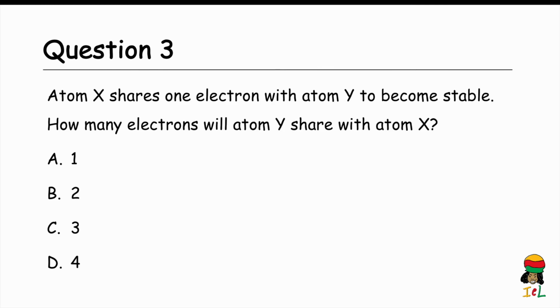Question 3. Atom X shares 1 electron with atom Y to become stable. How many electrons did atom Y share with atom X? A1, B2, C3, D4. The answer is A. 1 electron. Recall that an atom will only share the number of electrons that was shared with it. So if atom X shared only 1 electron with Y, Y would share only 1 electron with X.